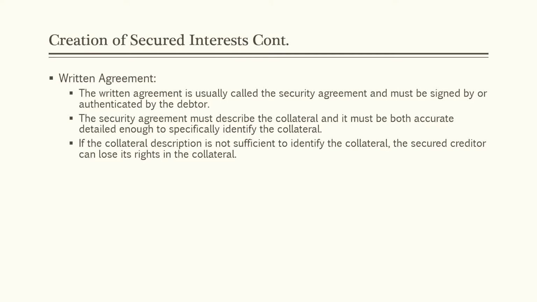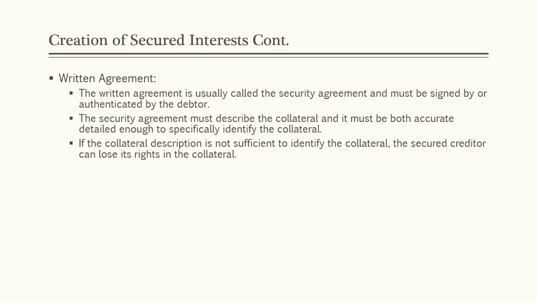The security interest must describe the collateral, and it must be both accurate and detailed enough to specifically identify the collateral. For example, if you buy a car on credit, the security interest may say white Toyota Camry, but it will also include the car's VIN number to specifically identify the car.